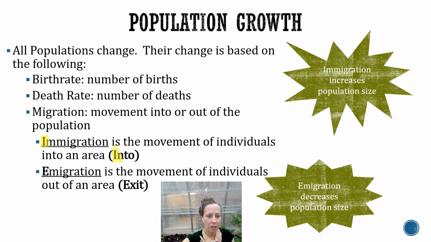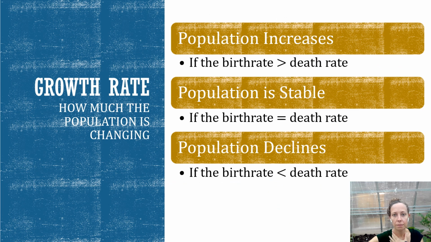And then emigration, right, starts with an E. And I want you to think of the word exit. Emigration is when individuals leave an area. So immigration will increase our population size. Emigration is going to decrease it. So the growth rate, right, is how fast or how slowly the population is changing.